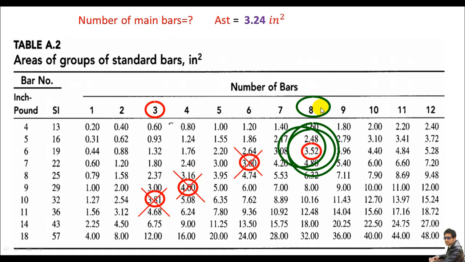I think this is good, right? Now, 8 numbers. Number of bars are 8, and it is of course number 6. So I will say this is good and use 8 number 6, of course. All right, 8 means number of bars, and number 6 bar will be used, and this is good, I think.